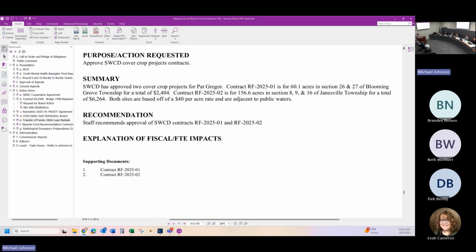And all of these cover crop projects are adjacent to public waters or public water courses. And staff would recommend the approval of the soil and water contracts for 2025-1 and 2025-2. I'll make that motion. Second. Second by Commissioner Melba, second by Commissioner Walter to pay these riparian dollars.